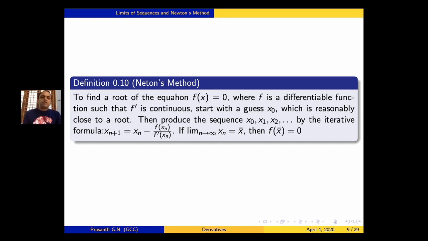So if the limit as n tends to infinity of xn is equal to x bar, then f of x bar will be equal to 0. So in the limiting case, this will ultimately reach us to a solution. The only condition is that the x0 that you take should be as close to the root as possible.